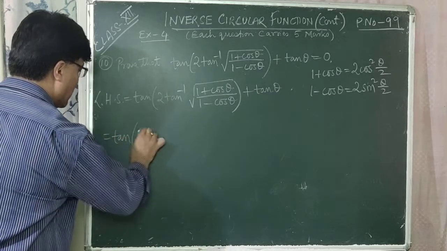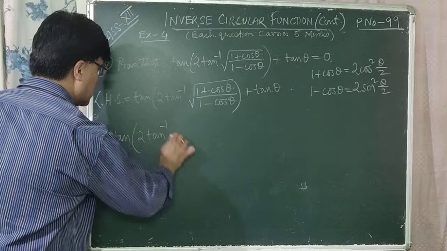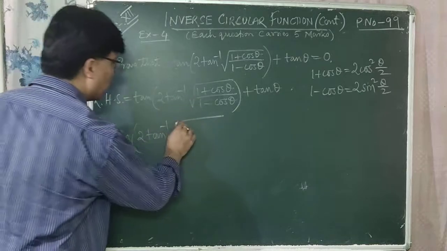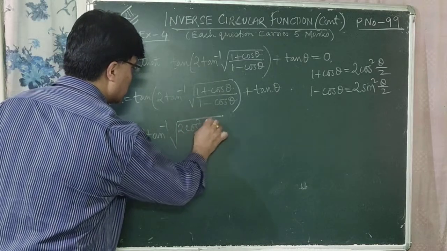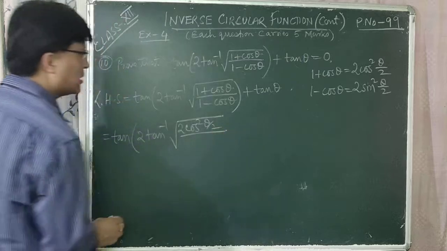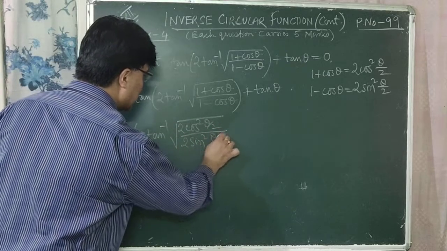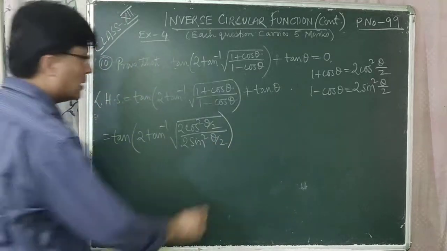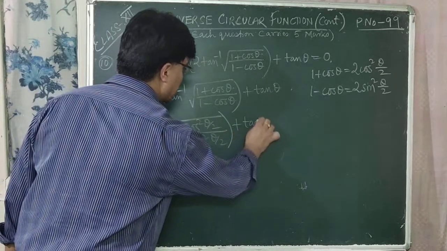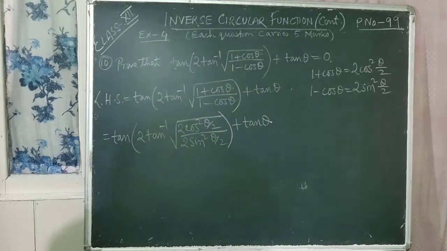Tan within bracket 2 tan inverse within square root. Write down the formula here. What is 1 plus cos theta? 2 cos square theta by 2. What is 1 minus cos theta? It is 2 sin square theta by 2, right? Then plus tan theta remains same. Is that clear? This is the second step.